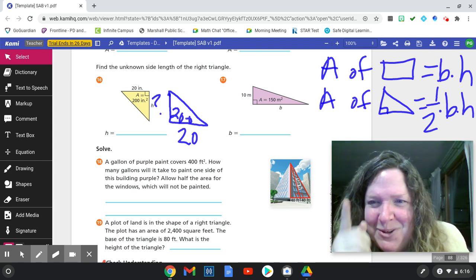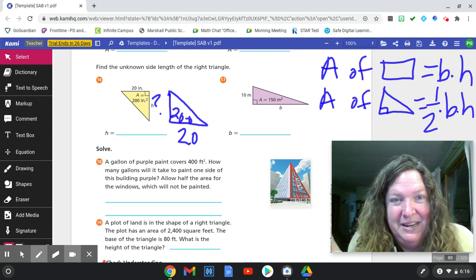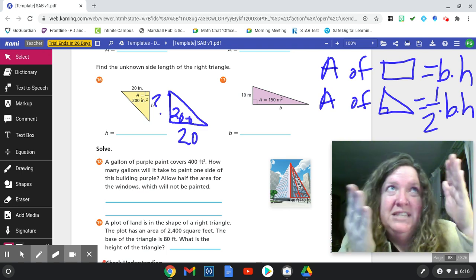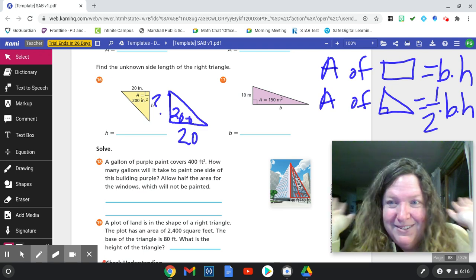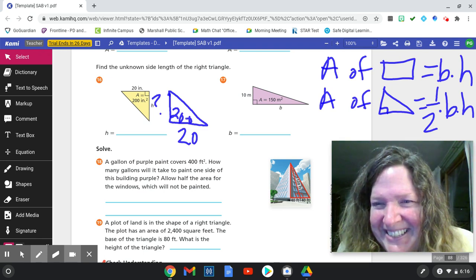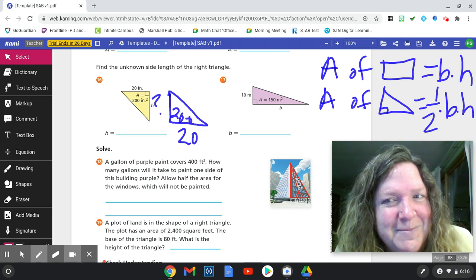Now, it might be super tempting to say to yourself, oh, well, base times height, and it gives me 200. 20 times something gives me 200. It's got to be 10. Done. I'm done. The answer is 10. Can you figure out what's giving you trouble there?